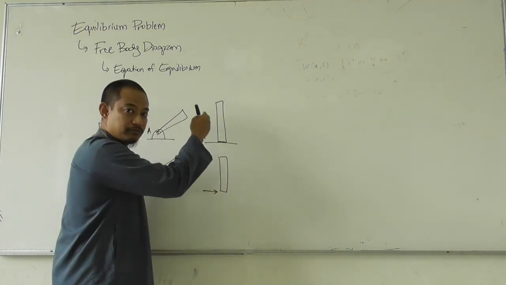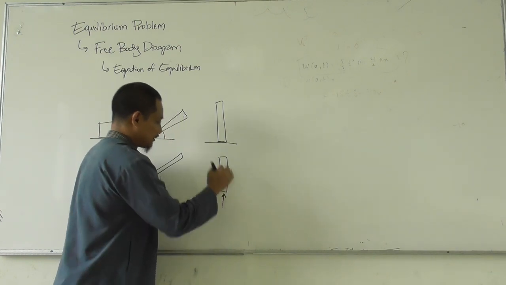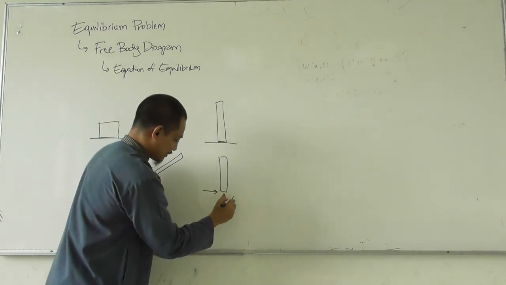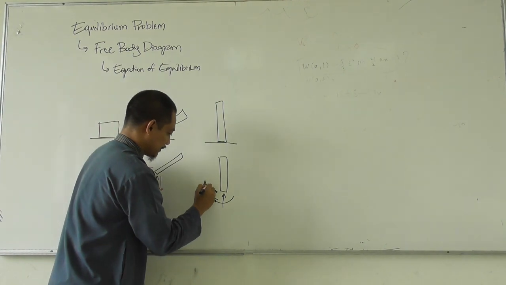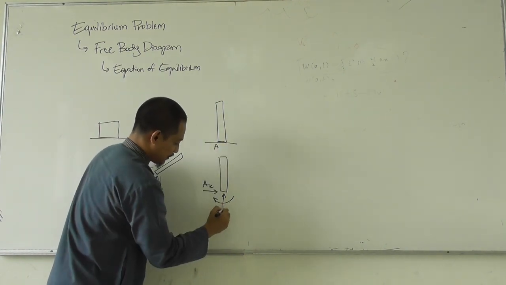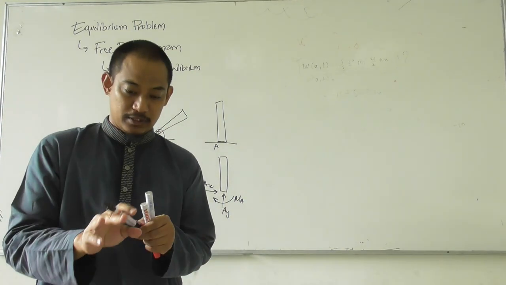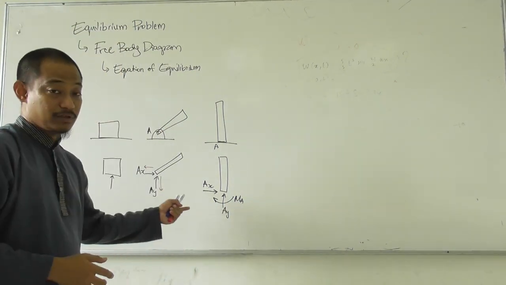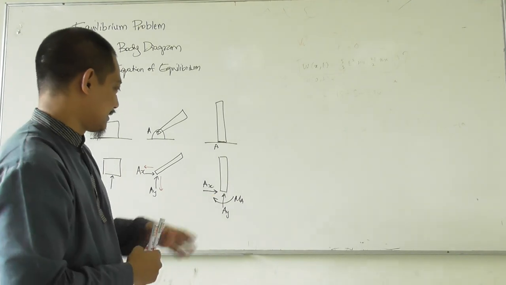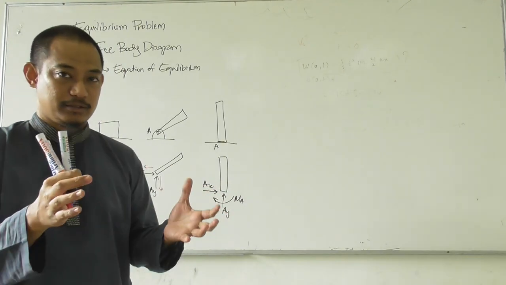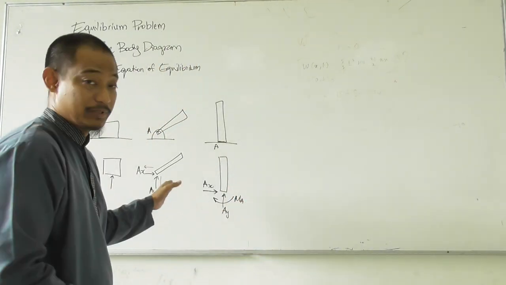Does it restrict vertical movement? Yes, it does. Does it restrict rotation? Yes, it does. Right? So you have, for example, AX at this point A again, and then you have AY and A. Right? So those are the examples of different types of support that can exist in any given rigid body problem in two dimensions.